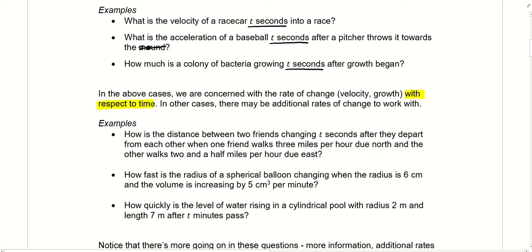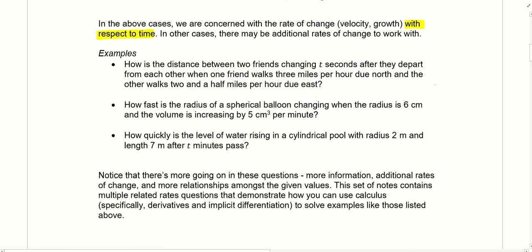In other words, when we're talking about rates of change, we might be dealing with additional rates of change to work with. So we talk about velocity with respect to time, growth with respect to time, but there might also be other things changing in the scenario as well. So for example, maybe you have two friends who are standing together, and then they each depart from one another. One walks due north, the other one walks due east, and you want to figure out how is the distance between the two friends changing at a certain point.